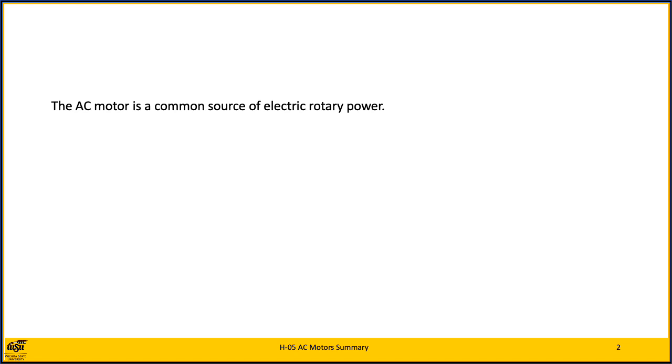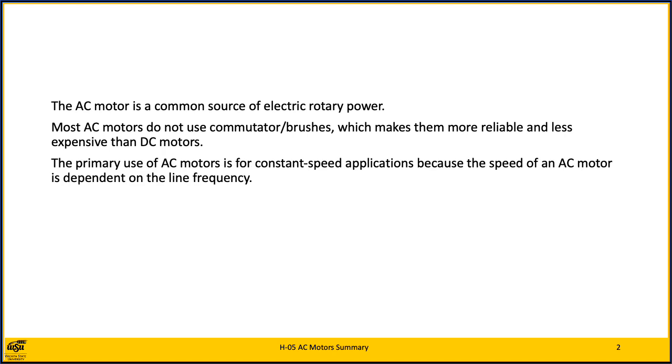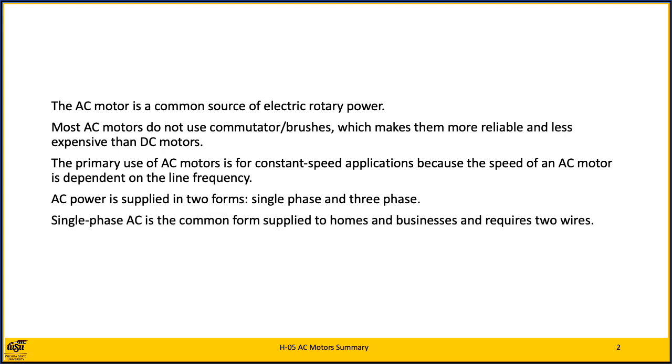The AC motor is a common source of electrical rotary power. Most AC motors do not use commutator or brushes, which makes them more reliable and less expensive than DC motors. The primary use of AC motors is for constant speed applications because the speed of an AC motor is dependent on the line frequency. AC power is supplied in two forms, single-phase and three-phase.